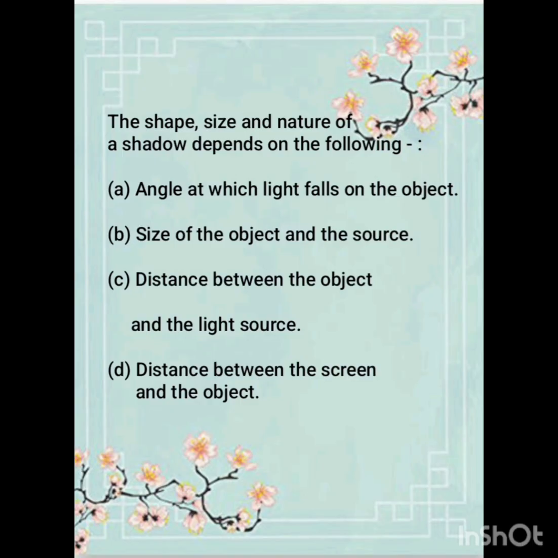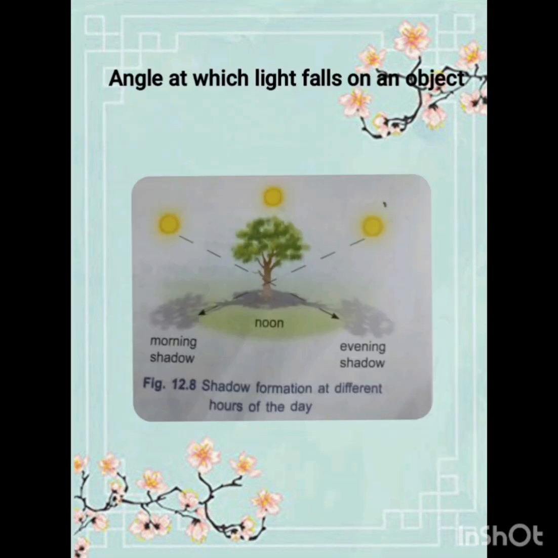The shape, size, and nature of a shadow depend on the following. First is the angle at which light falls on the object. Next, the size of the object and the source. Third is the distance between the object and the light source. Fourth is the distance between the screen and the object. Let's learn about the angle at which light falls on an object.